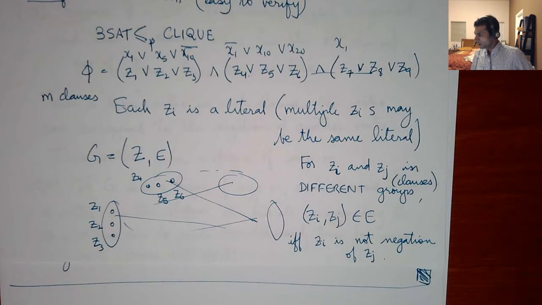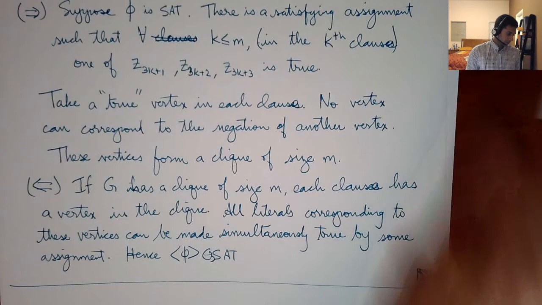Okay. So now that we have Clique being NP-complete, let's do a few more, and we can build this whole web of reductions.